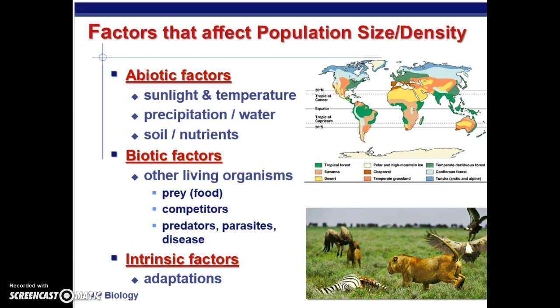The intrinsic factors are going to include things that are within the individuals in the population, which are adaptations that make them able to better survive or not survive. An adaptation we'll study in depth when we get to evolution, but it's going to be something that helps the individuals of the population have a better survival rate.